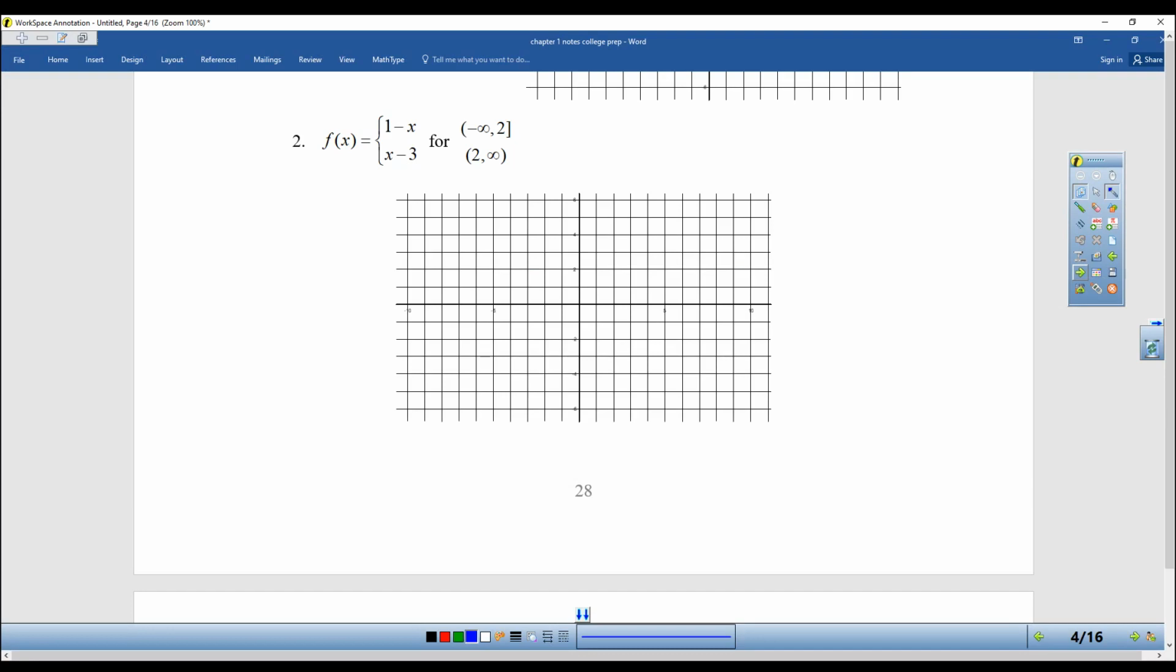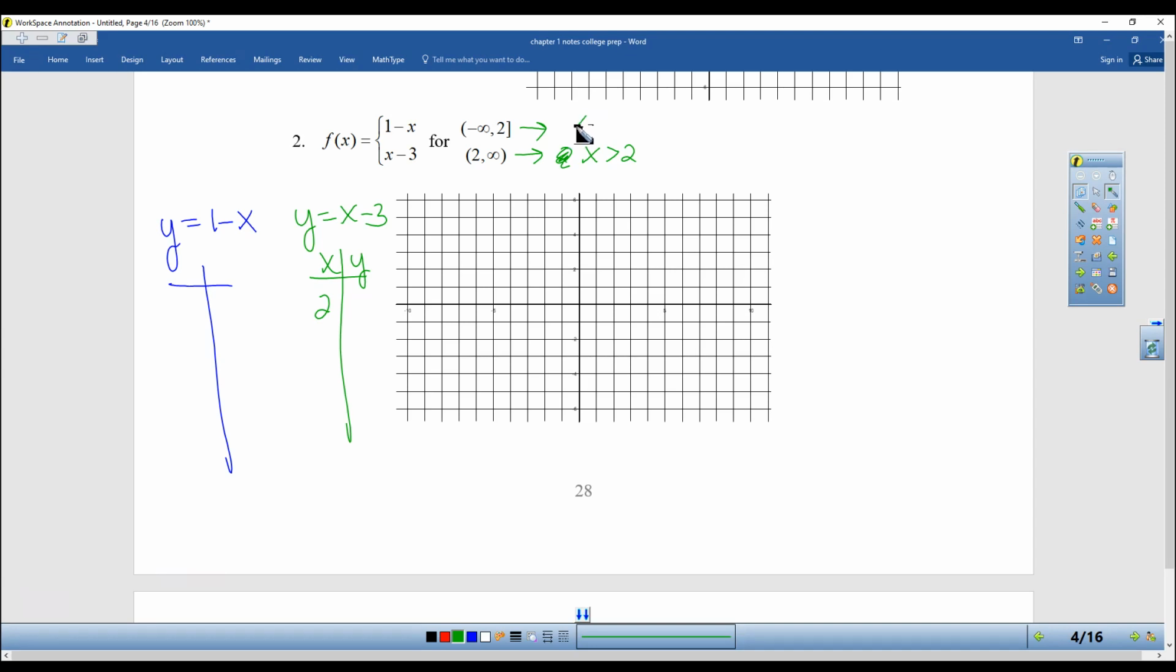Number 2. Again, these are both lines. It really pays to write them separately. And it pays to write the number on the chart right away that you're going to need. So I definitely want to do 2. Remember, this is interval notation. This is equivalent to x is greater than 2. It means everything from 2 up to infinity, but since it's a parenthesis, it's just greater than, not greater than or equal to. This is equivalent to x is less than or equal to 2.